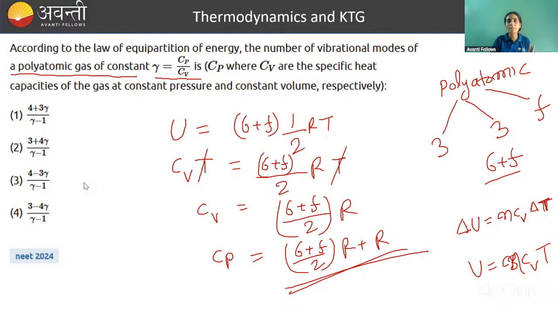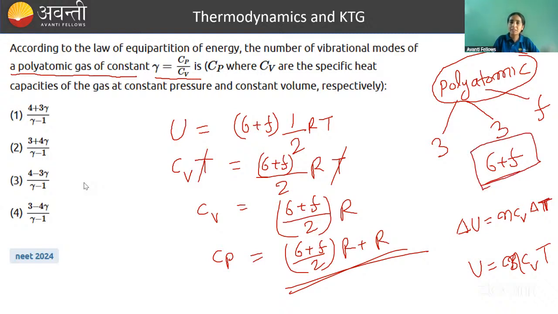And if it is non-linear, and if nothing is given in the question, then you have to assume... like here, nothing was given about if it is linear or non-linear, so we have to assume it is non-linear. And in that case, degree of freedom will be 3 translation, 3 rotation, that is 6. And if it has vibrational mode, then extra F will come. So here total degree of freedom I have written as 6 plus F.